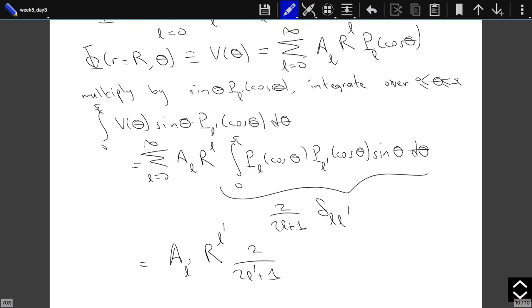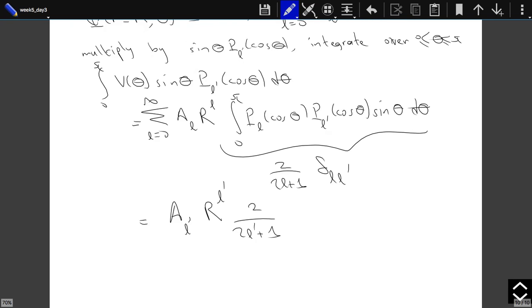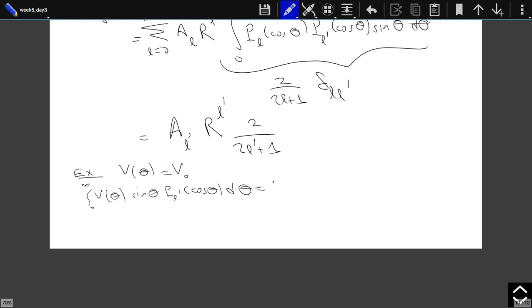Well, let's do a simple example. A very simple one. We already know the solution for a sphere that has a constant potential. That's a conductor. If the surface of the sphere is a constant, V of theta is equal to V0, which is constant. Let's look at that integral, V of theta, sine theta, P_L prime of cosine theta, d theta.